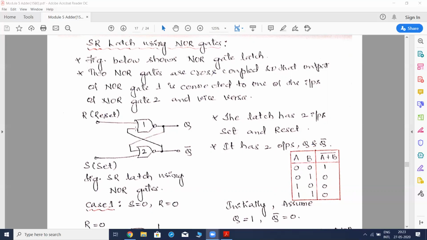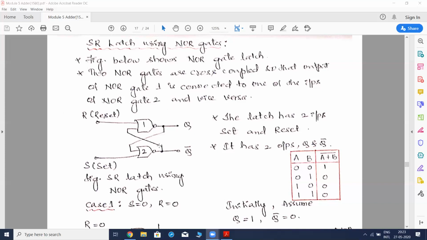We require one more input for each gate. For NOR gate 1, we have connected R. For NOR gate 2, we have connected one more input, which is S. In this SR latch, S means set and R means reset. So SR latch means set-reset latch. This is how we construct the latch.